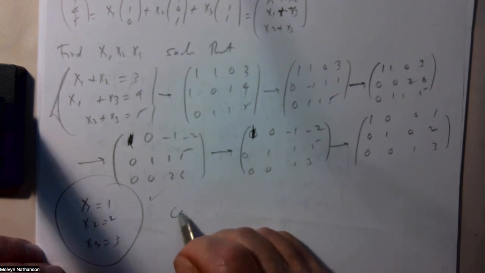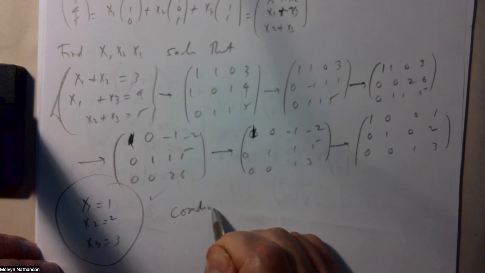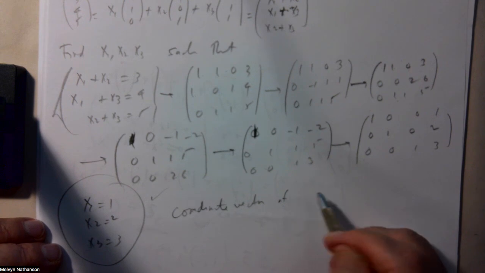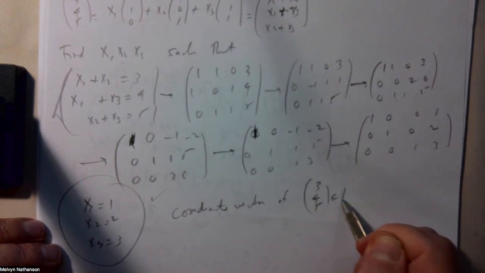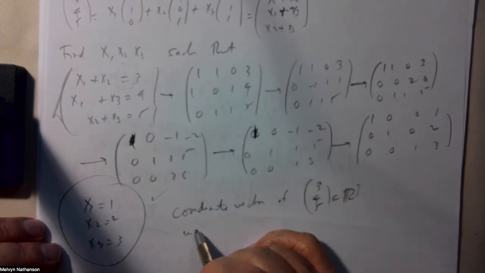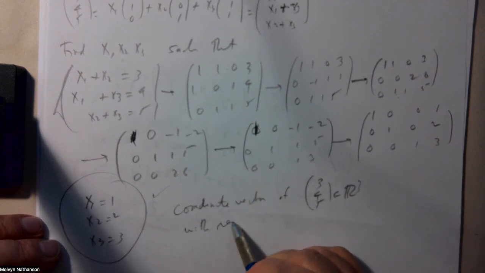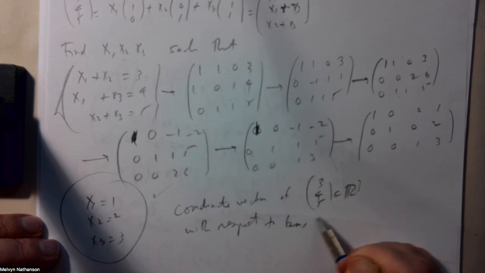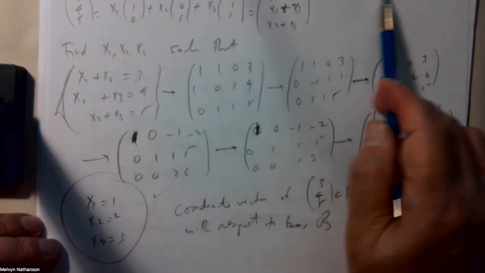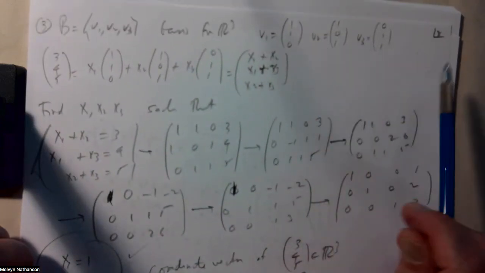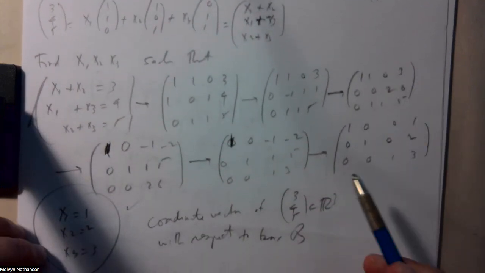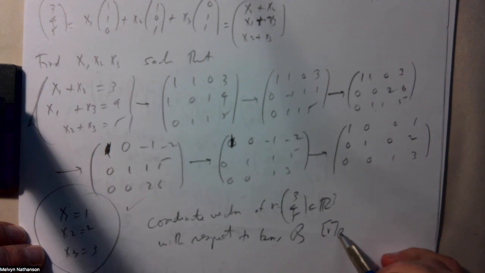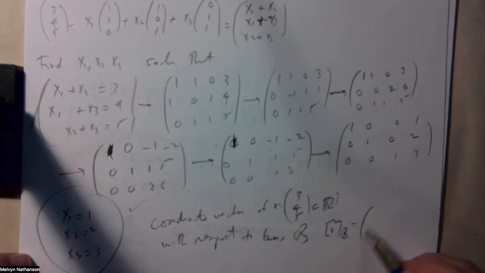So the coordinate vector of the vector (3, 4, 5) in R3 with respect to the basis B, which is this basis I started with, is: if I take this vector v, (3, 4, 5), the coordinates with respect to the basis B are 1, 2, 3.